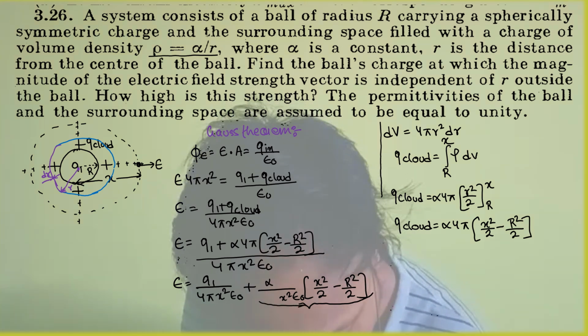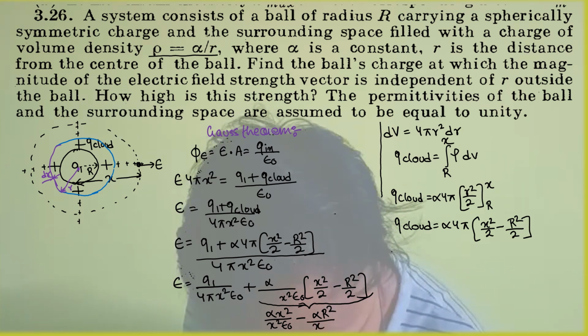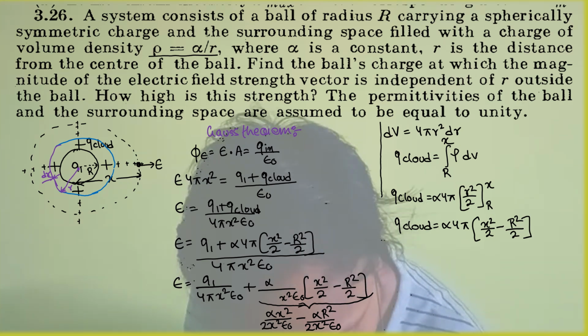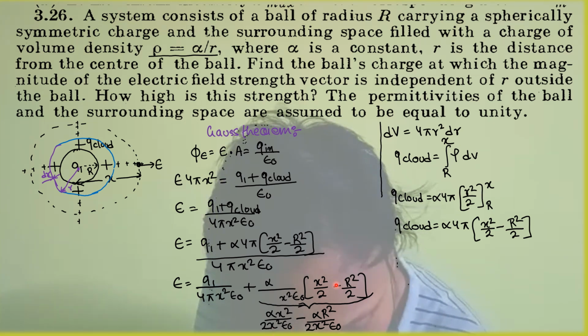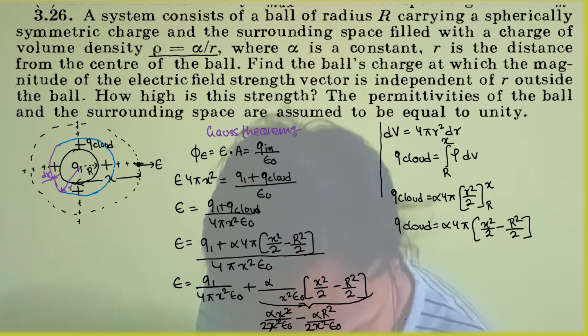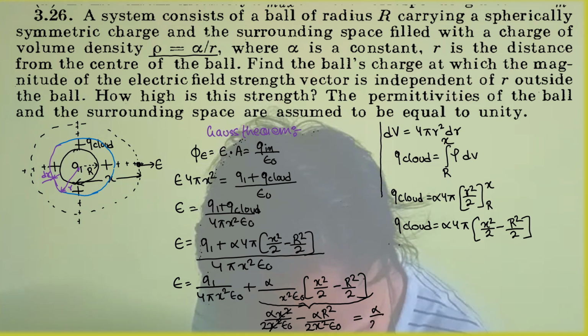Okay, this is nothing but alpha x square by x square epsilon naught minus alpha r square by x square epsilon naught. I forgot the 2 out here. So alpha x square by 2x square epsilon naught and alpha r square by 2x square epsilon naught. In the first term, x square and x square get cancelled. In the second term, is anything getting cancelled? No. So the entire term becomes alpha by 2 epsilon naught minus alpha r square by 2x square epsilon naught.